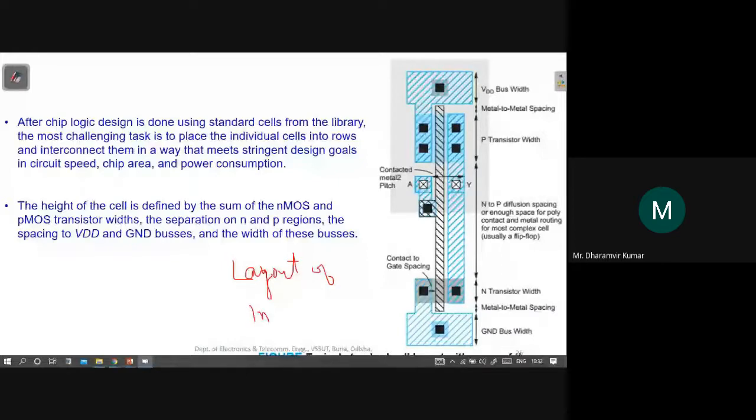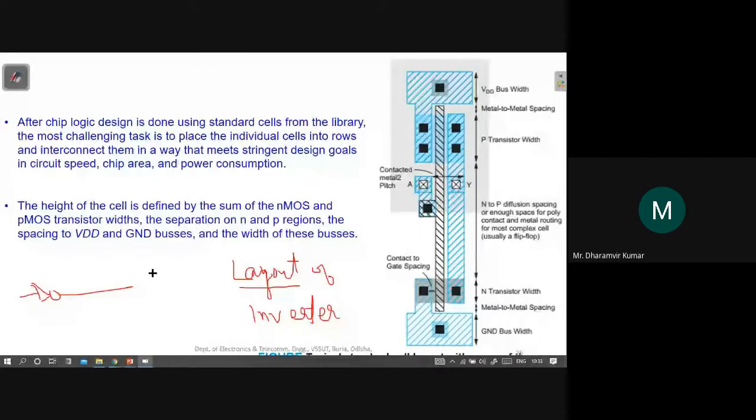So layout means the actual geometrical shape of the component. Okay, so we know the symbol of an inverter. Inverter looks like this symbol wise. It has one input and one output. Okay, and output is invert of input. Right, this is fine.